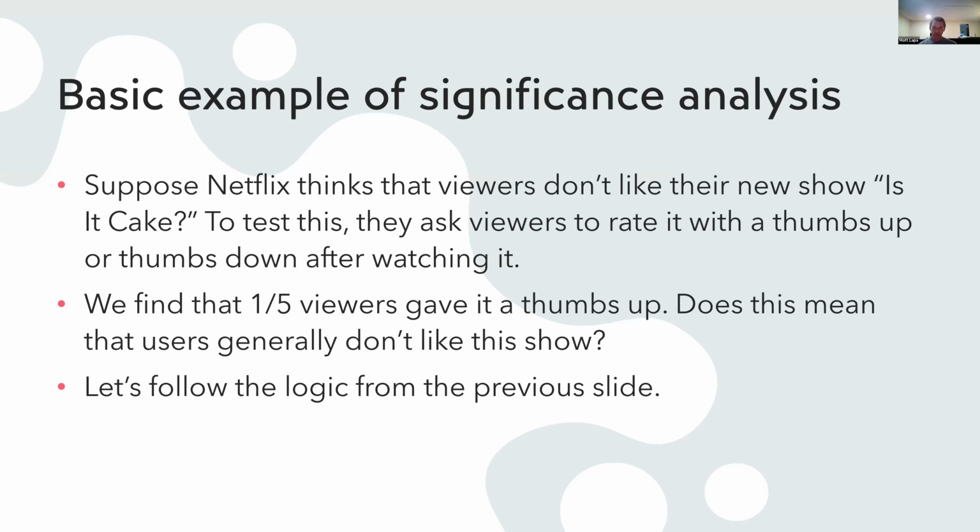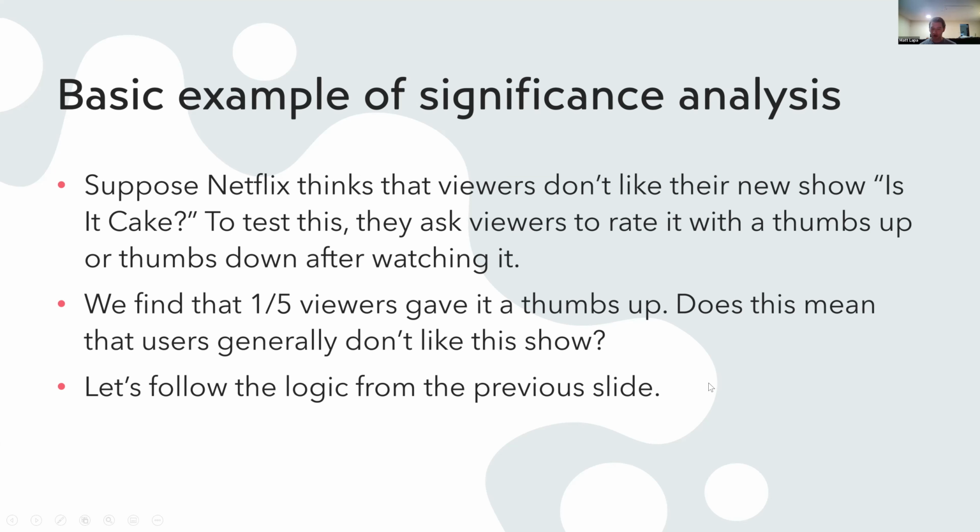So, okay, this is a really silly example, but suppose that Netflix thinks that viewers don't like their new show, Is It Cake? To test this, they ask viewers to rate it with a thumbs up or thumbs down after watching the first episode. And suppose that 5 people watch it, but only 1 of 5 gives it a thumbs up. So can we conclude from this that people generally don't like this show?